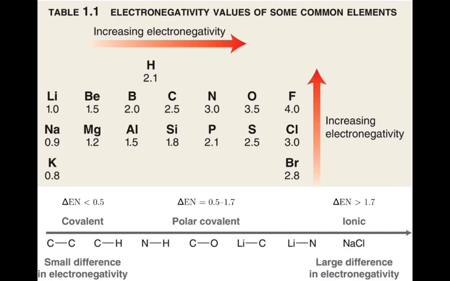I wrote here lithium-carbon; the difference between lithium and carbon is about 1.5. So we can classify it as either polar covalent or ionic. Either one will be okay. And if the electronegativity difference is very high, greater than 1.7, we classify the bond as purely electrostatic attraction. Examples include lithium-nitrogen or sodium chloride.